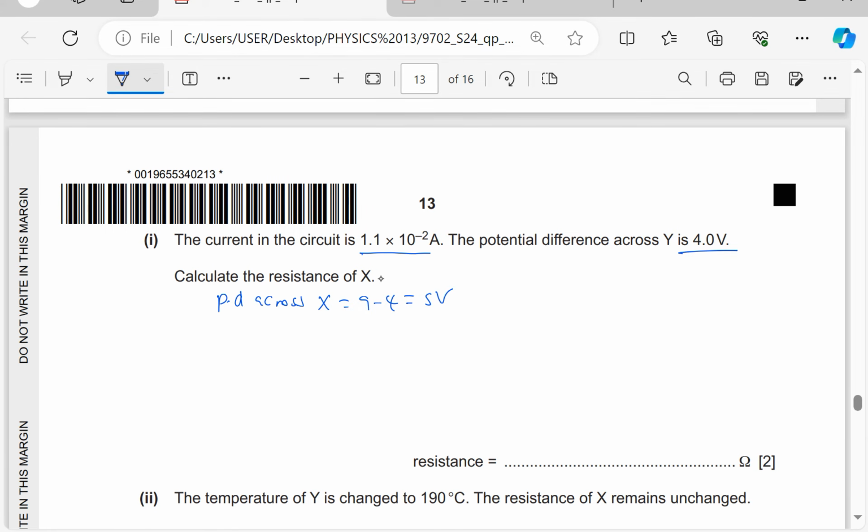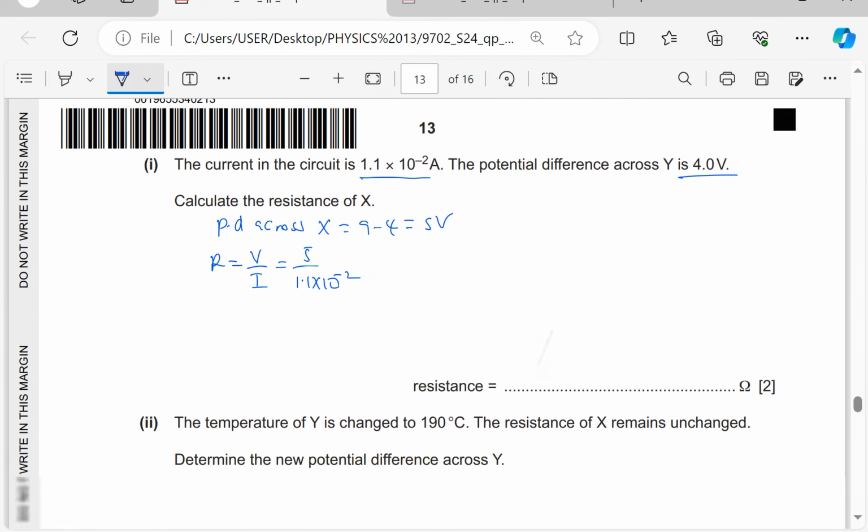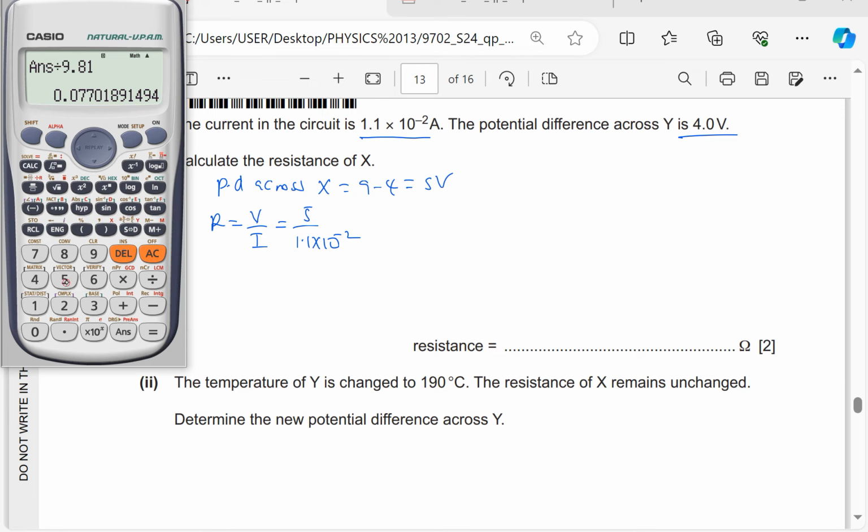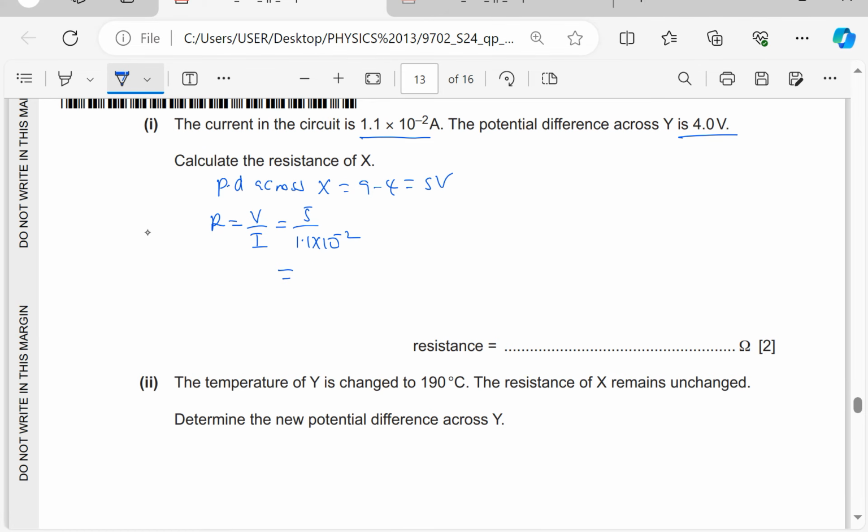Then using Ohm's law, I know that resistance is going to be V over I. The V is 5 volts and the current is the same, 1.1 times 10 to the power of minus 2. So I'll just check with my calculator. 5 divided by 1.1 exponent minus 2. So this is 454.54 recurring. I'll just write approximately 455. This can be 455 ohms, or if you want two significant figures.